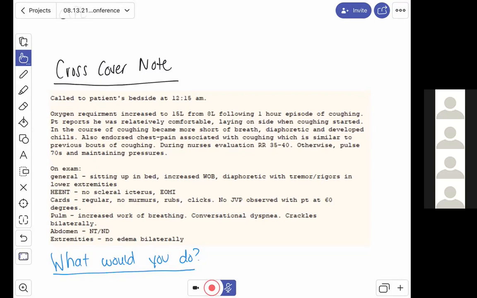And so pretend you are the cross-cover resident in this moment. What would you guys want to get? What would you order for this individual given his acute change from admission? And if you guys want, you can just shout it out. You don't have to wait to talk in groups.